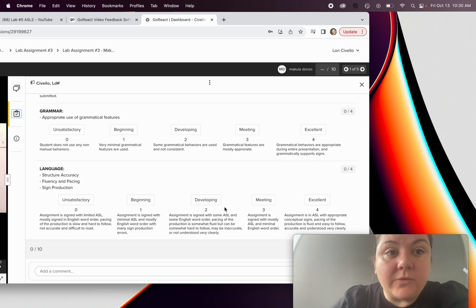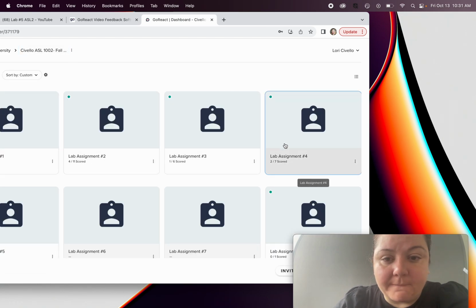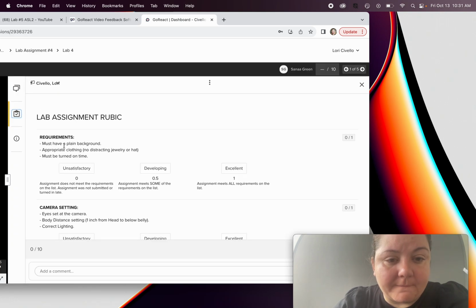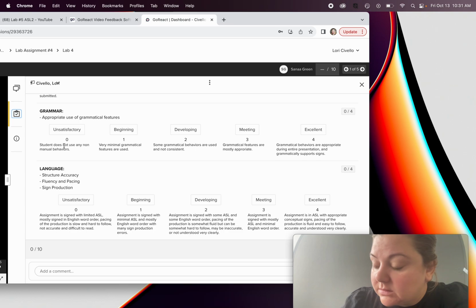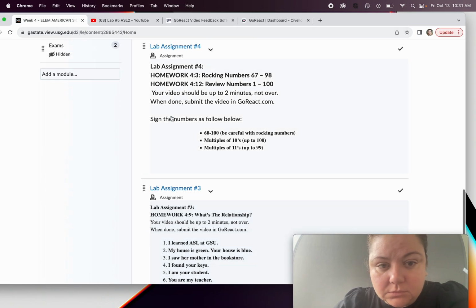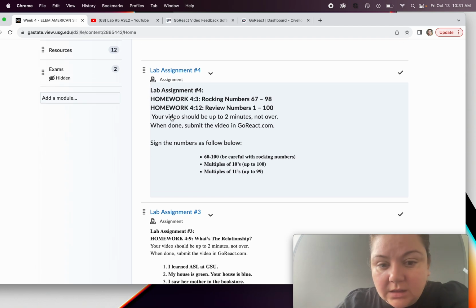So now lab 4. Lab 4, background was great. Camera setting was great. Grammar and language fluency. My brain. Which one was 4? Oh, I switched them up. Okay, so the 4 was the rocking numbers. Good thing I came back to check that. Okay, so that's a 10 out of 10.